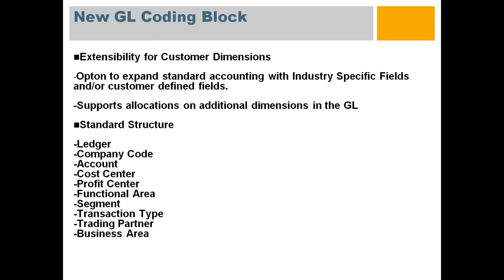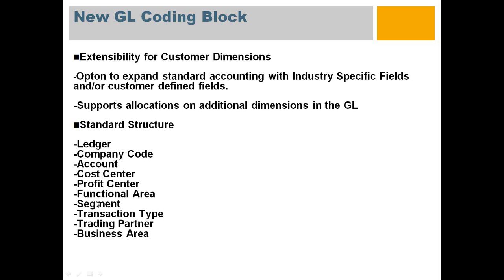Okay, so the new GL structure. The original structure started with the company code. The new GL starts with the ledger. So L0, L1, it is at the higher level, and then you will have the company code, and then account, and then the cost center, profit center, and then the segment.